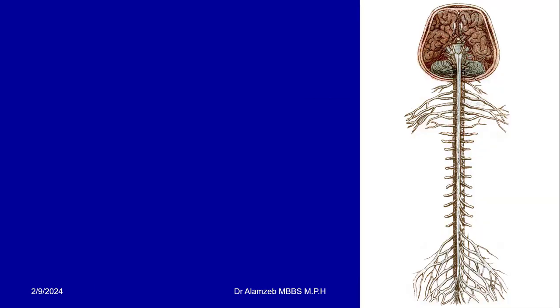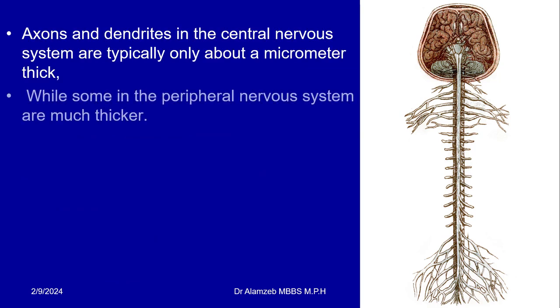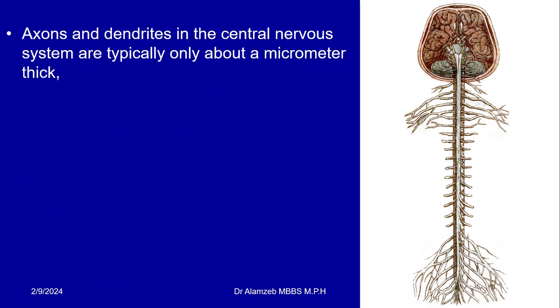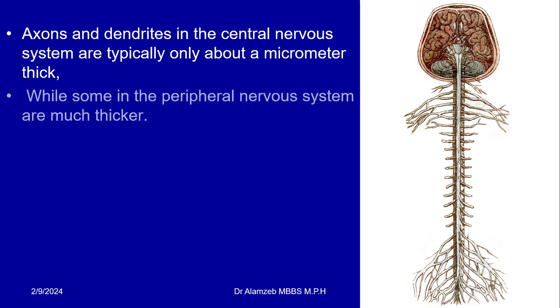Axons and dendrites in the central nervous system are typically only about a micrometer thick. In the central nervous system, the brain and spinal cord, the neurons are only a micrometer thick, while some in the peripheral nervous system are much thicker. The neurons in the peripheral nervous system are thicker.